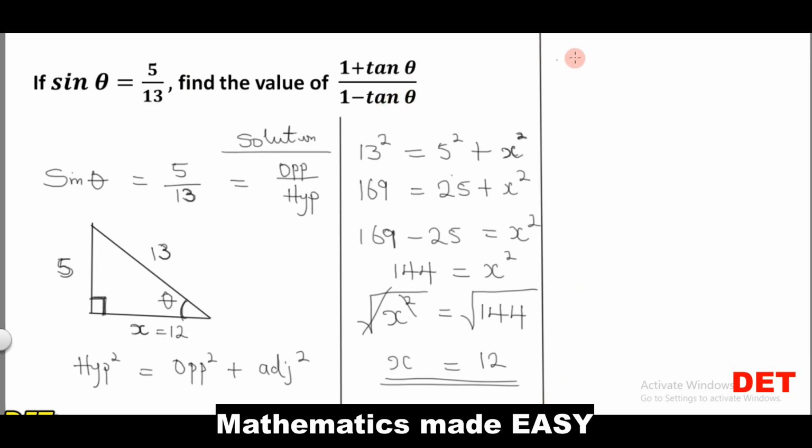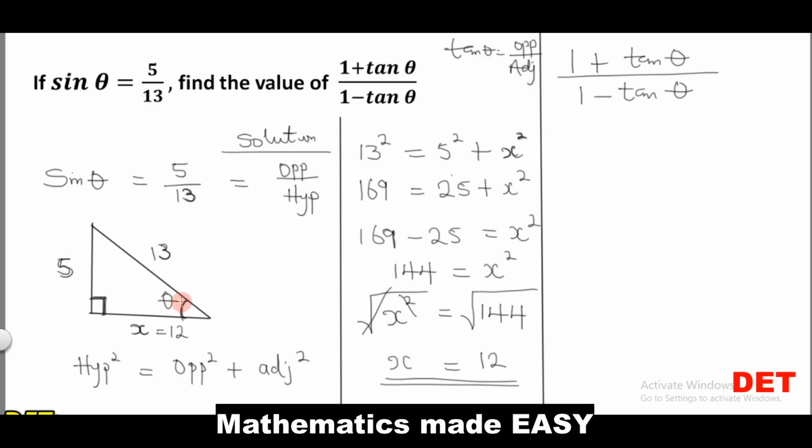So the next thing is to look for 1 plus tan theta over 1 minus tan theta. Alright. So my tan theta, you should know that tan theta is equal to what? Opposite over adjacent. So what is my opposite? And what is my adjacent?